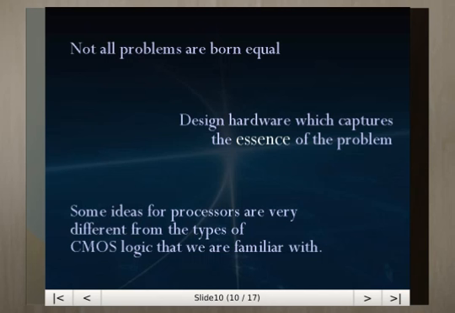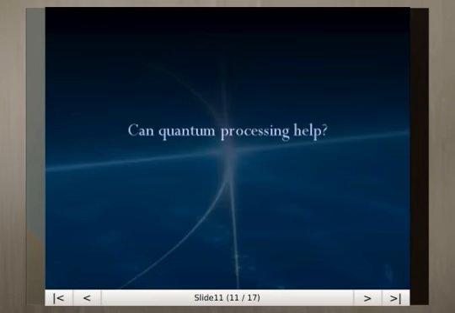So one of the technologies that I'm working on to try and combat these problems and address these issues is using quantum algorithms and quantum hardware as a new way of designing processors. So the question is, can quantum processing help us?